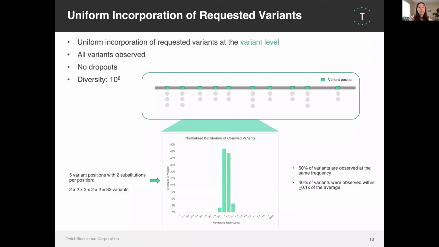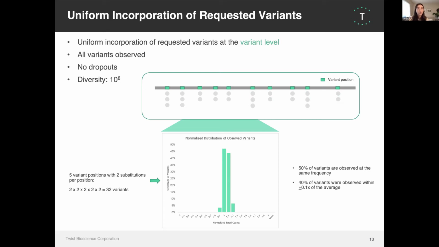Here, we're going one step deeper and looking at the distribution of variants in that region. So if you remember, we are looking at 5 variant positions, each with 2 substitutions. And this gives us a total of 32 unique variants in that region. So what we did is we took the reads mapping to that region and analyzed them to look at the uniformity of the incorporated variants.